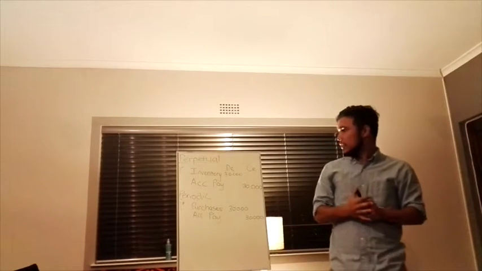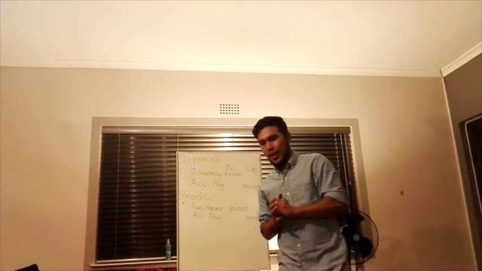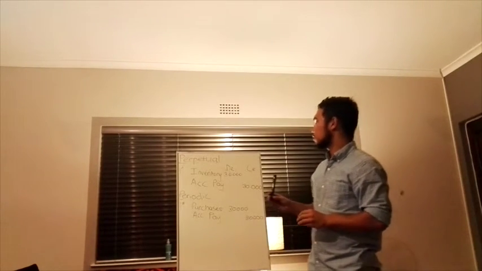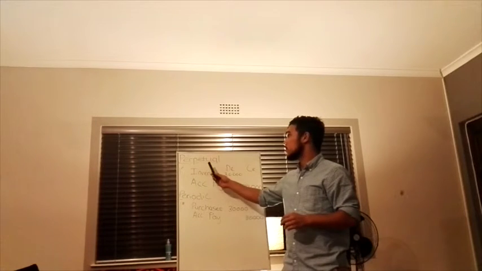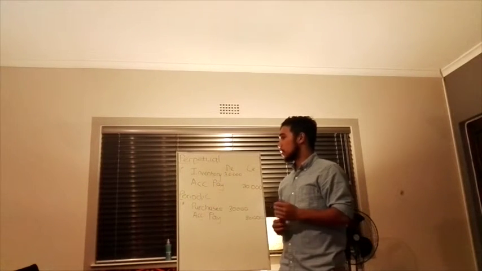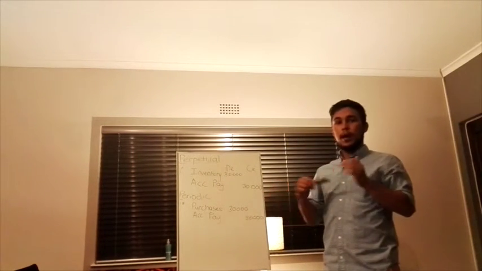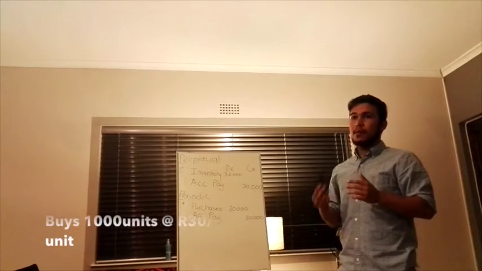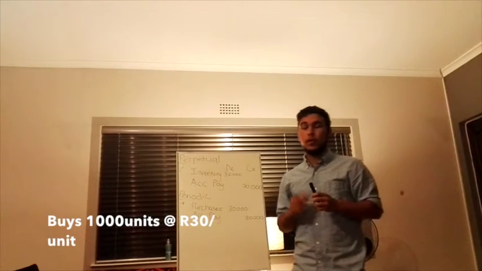Good afternoon. My name is Carl Ali, and I'm going to be giving you examples of the perpetual method and the periodic method. So, company A buys 1,000 units at 30 Rand per unit.